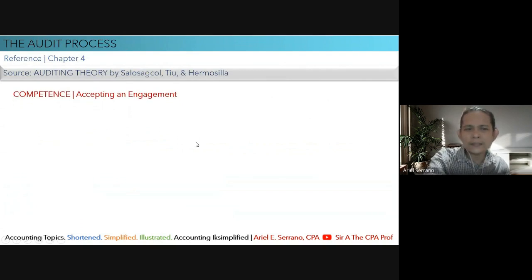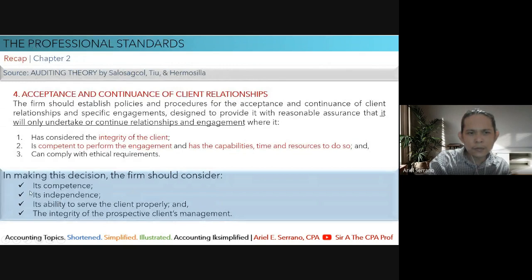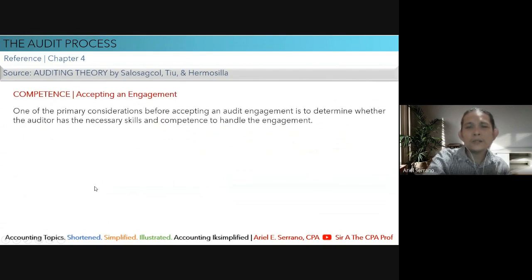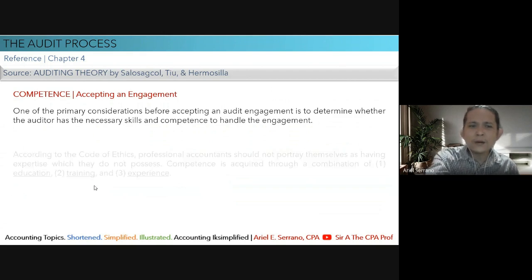Now, pag-usapan natin yung competence. Actually, we will be taking up etong 4 na checklist na ito. So, let's talk first about competence. Pag sinabi natin competence, ano ba ito? Okay? Because one of the primary considerations especially bago tayo tumanggap ng audit engagement, is to determine whether yung auditor ay may necessary skills and competence to handle the engagement. Kaya nga sa general standards natin, yung sa GAAS, pinakauna doon sa 10 GAAS is technical training and proficiency. Competence. How do we become competent?